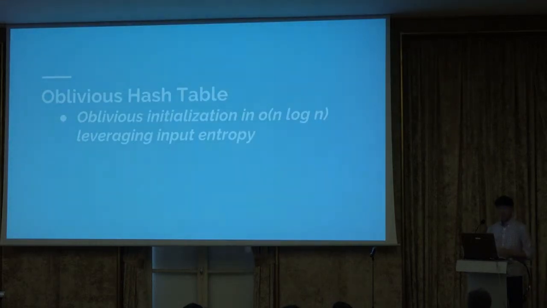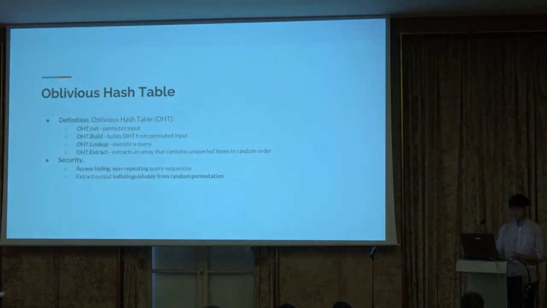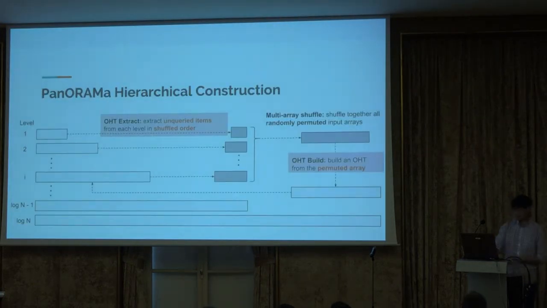All right, so that was one of our primitives. The other one is the oblivious hash table, where the main thing we focus on is the initialization phase, and doing this with less than oblivious sort cost.